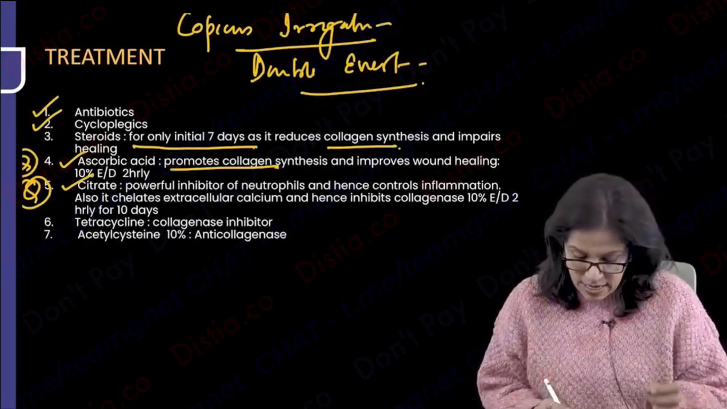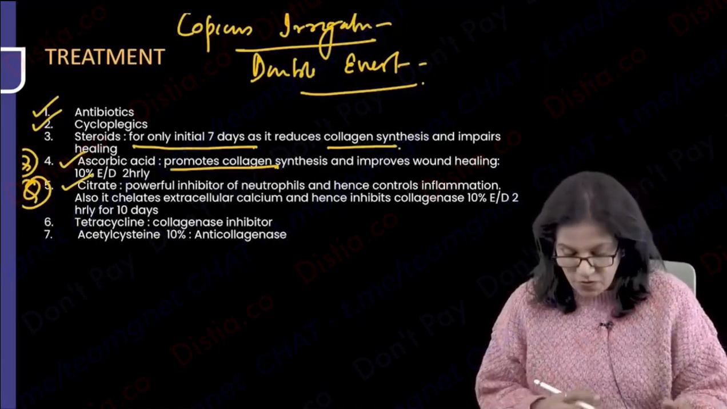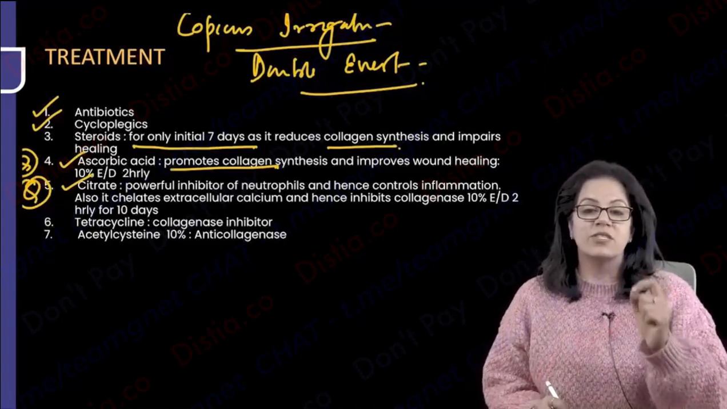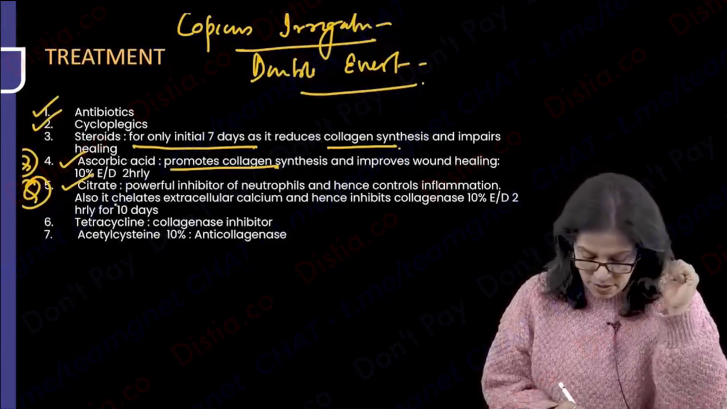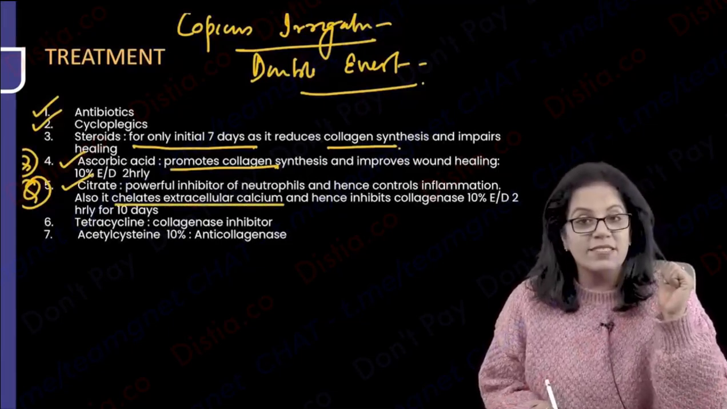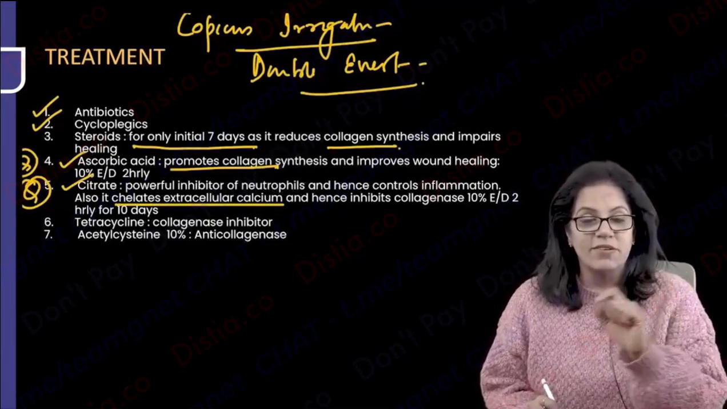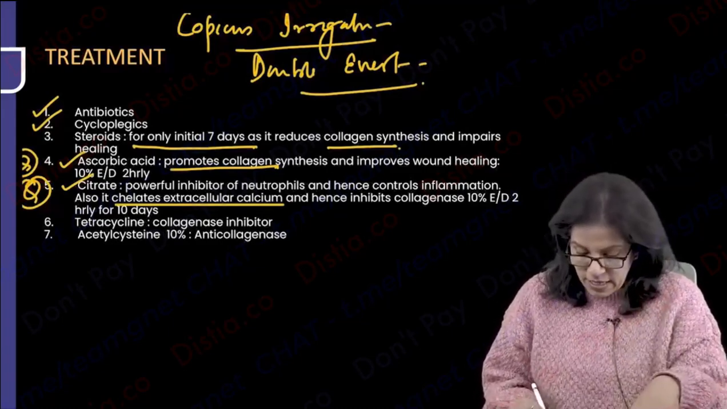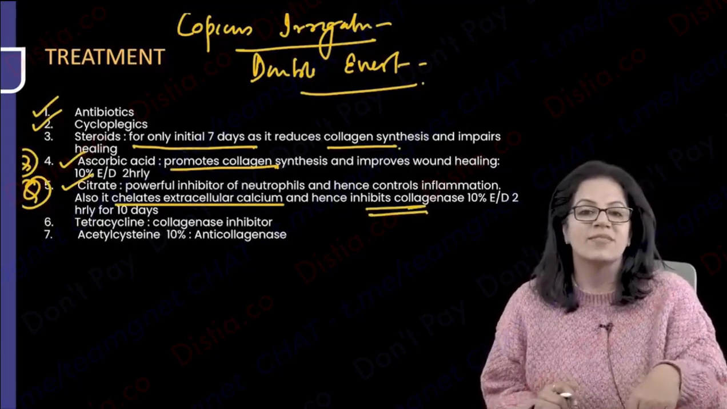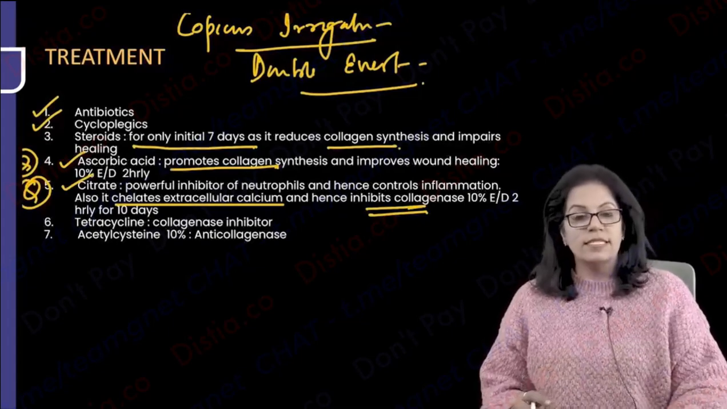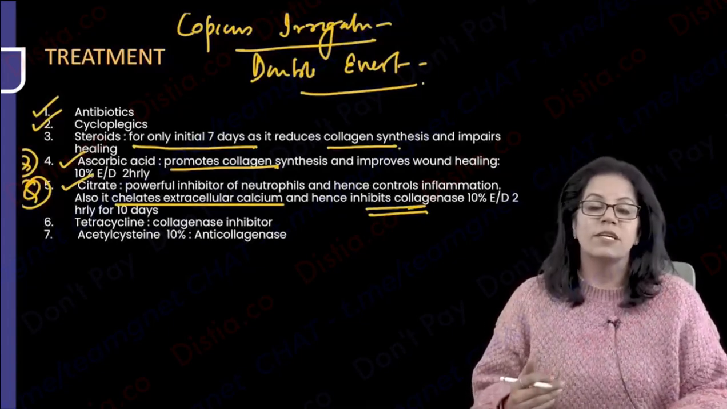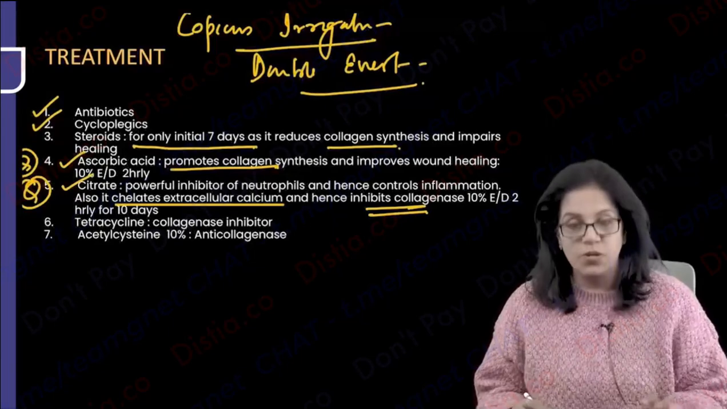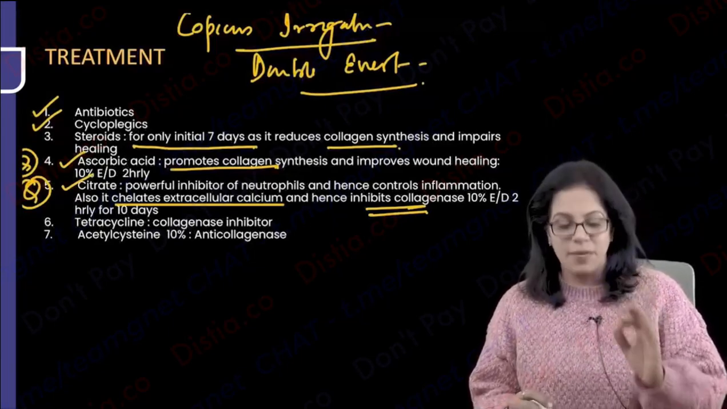Citrate is not only a powerful inhibitor of neutrophils, which means controlling inflammation, but it also chelates with extracellular calcium. Now this is important. When citrate chelates with extracellular calcium, forming calcium citrate, what happens? A low calcium environment inhibits the collagenase activity. So the collagenase activity is all inhibited in the low calcium environment. This was something very important and has been asked. You should know the role of citrate in management of chemical injuries.